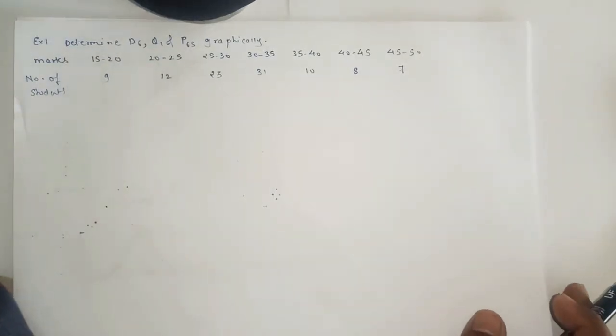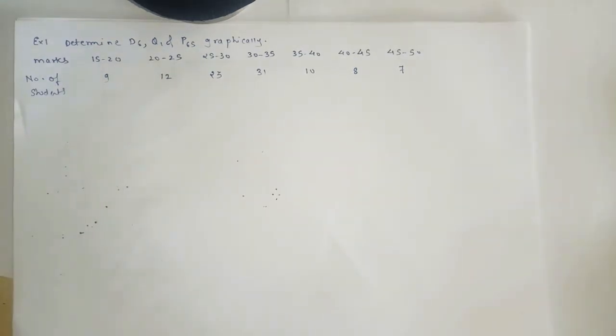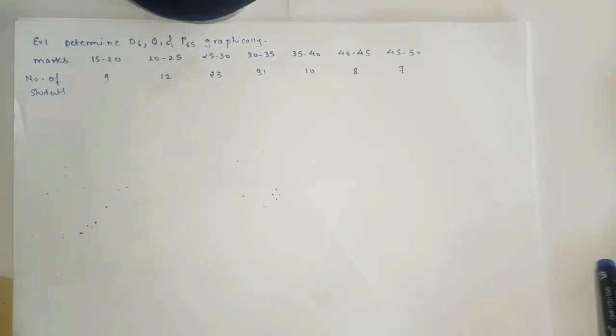Hello students, in this lecture we're going to see exercise number 1.3 from chapter number 1, Partition Values, as we have completed the first and the second exercise. The third exercise is based on the graphical method, where you will see how to plot the graph for quartiles, deciles as well as for percentiles.